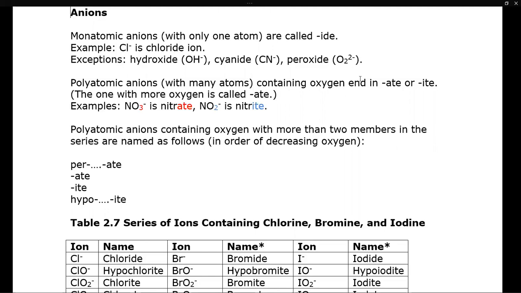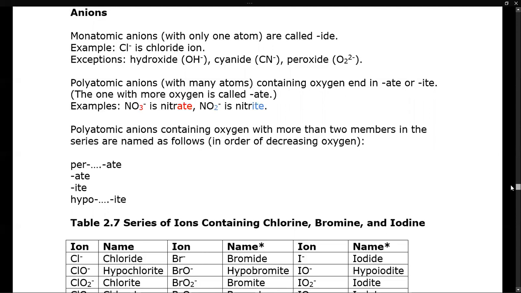If you had more than two in the series and you had one more oxygen than the ATE, you would have a per prefix with the ATE ending. Then if you subtract one oxygen, you get ATE. Subtract another oxygen, you get ITE. And then lastly, if you subtract even one more, you add a hypo prefix and ITE ending. What you'll notice is that they have the same element at the beginning, different numbers of oxygens, and then the same charge.